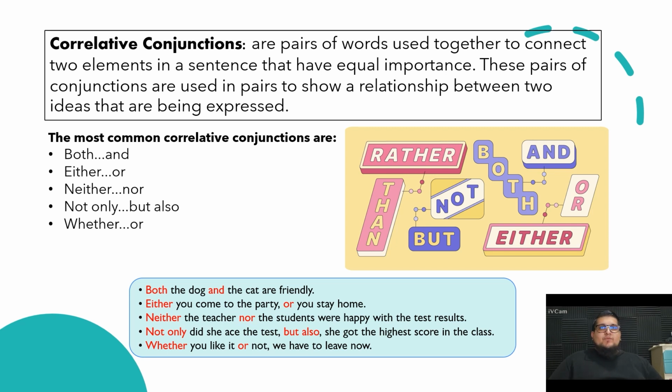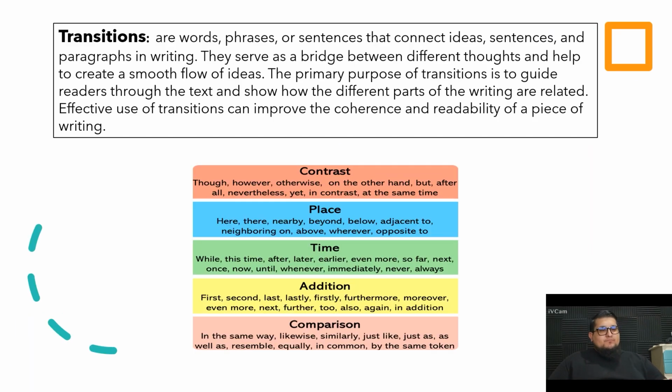For example, both the dog and the cat are friendly. Either you come to the party or you stay at home. Neither the teacher nor the students were happy with the test results. Not only did she ace the test, but she also got the highest score in the class. Whether you like it or not, we have to leave now.